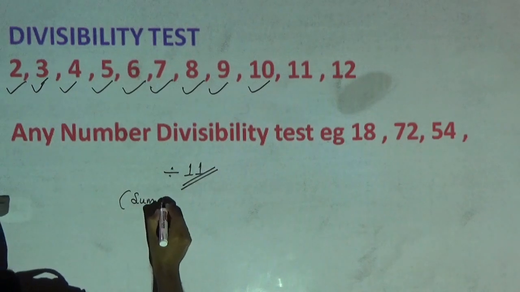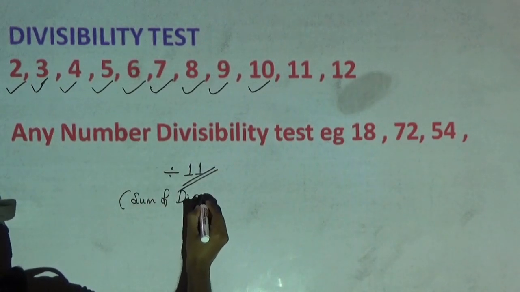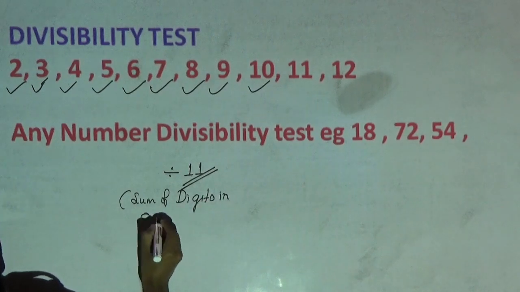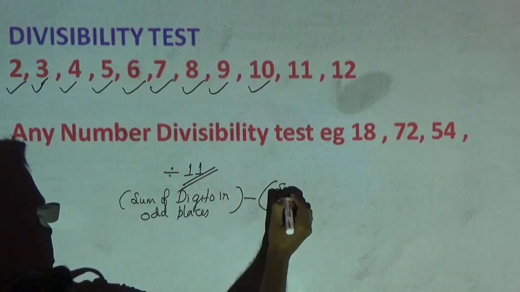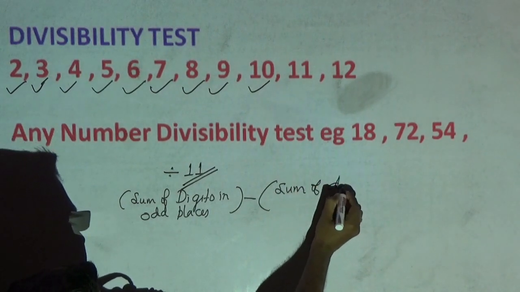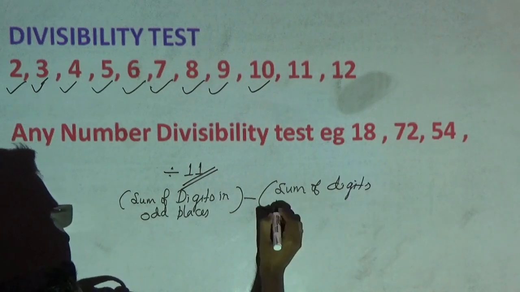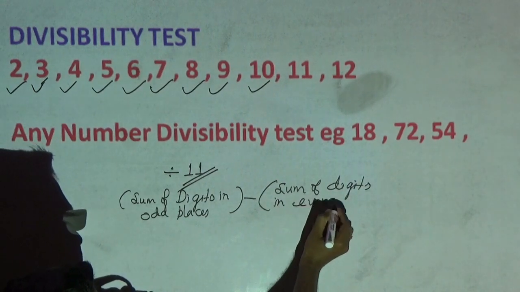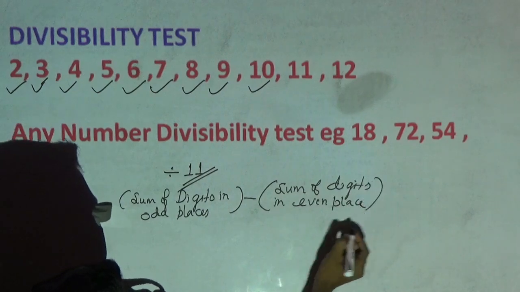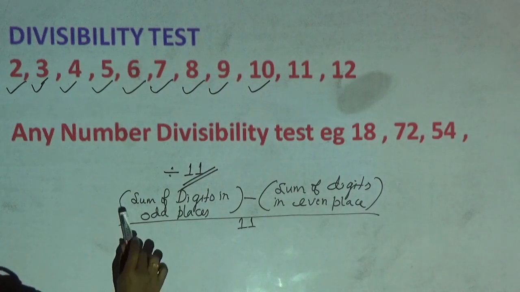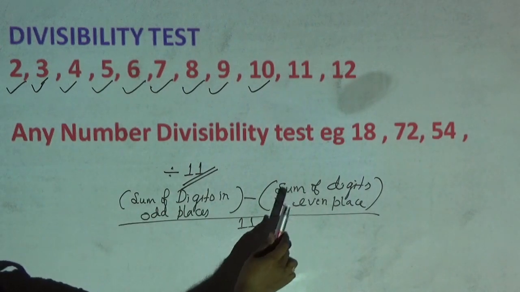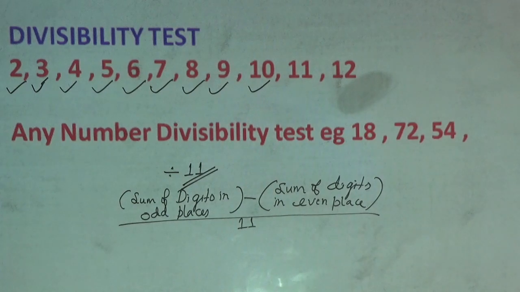Sum of digits in odd places minus sum of digits in even places should be divisible by 11. So write down this formula. Sum of digits in the odd places minus sum of digits in the even places should be divisible by 11.